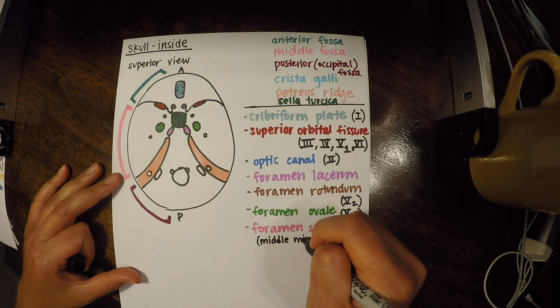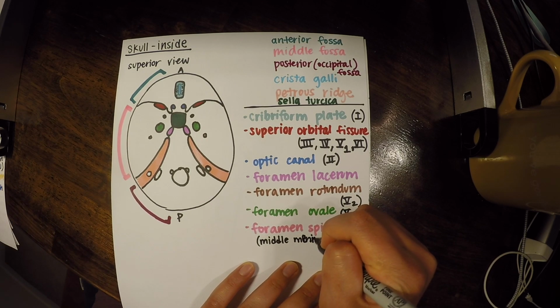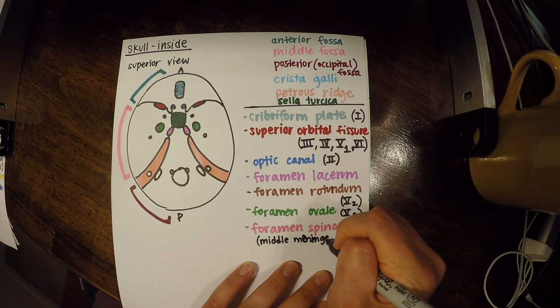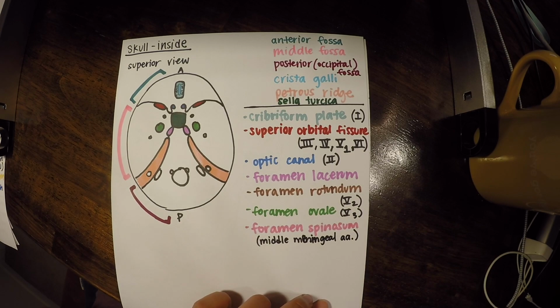Oops, I spelled that wrong. It should be M-E-N-I-N-G-E-A-L, meningeal artery. And whenever I write artery, I'm going to abbreviate it with AA. Same thing with vein. Vein will be VV, and muscle will be MM. So I think I already told you about the muscle one, and I'll remind you about the other ones next time we use them.